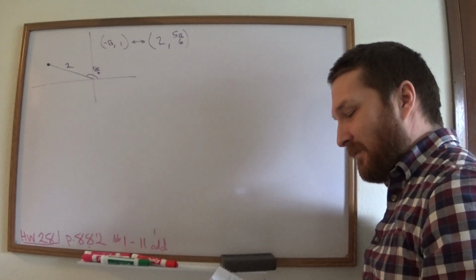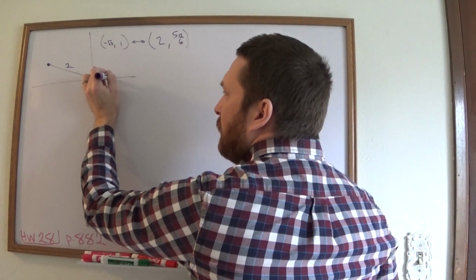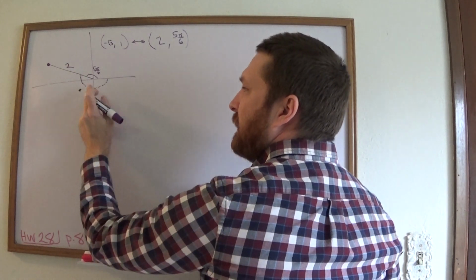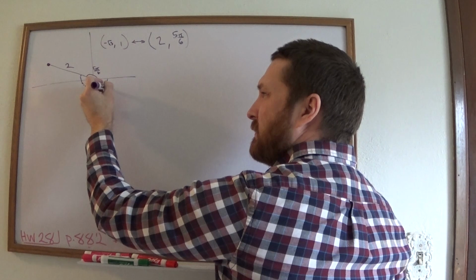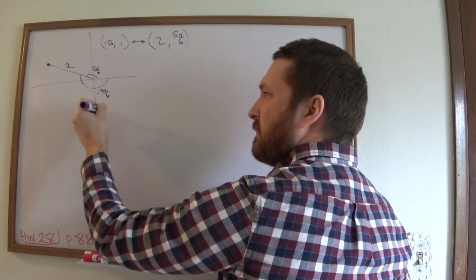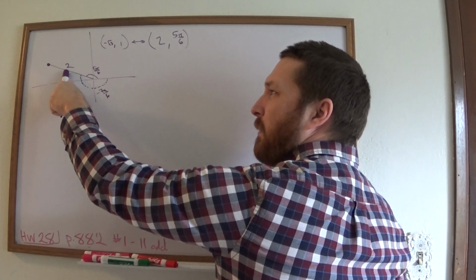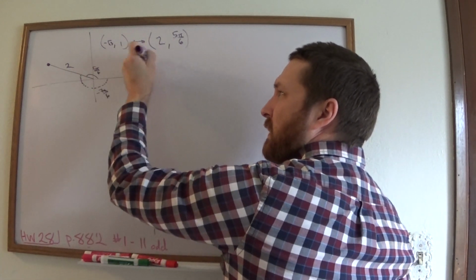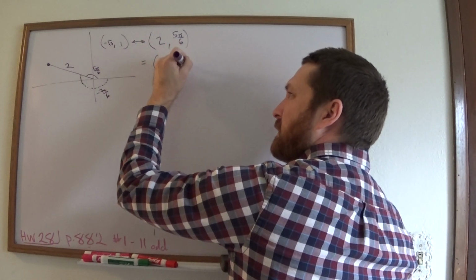You could have, if you were so inclined, said, well, if you go from here to here, moving in the opposite direction, that would be negative 7 pi over 6, right? Because that would be 6 pi over 6, and 1 more pi over 6 would be negative 7 pi over 6. So you could have said, well, that's 2, negative 7 pi over 6.